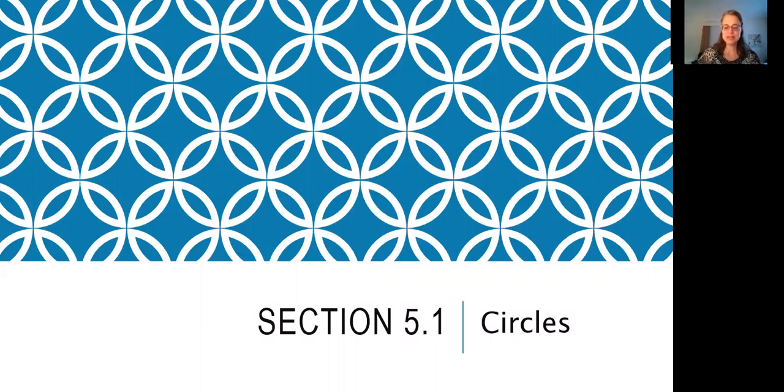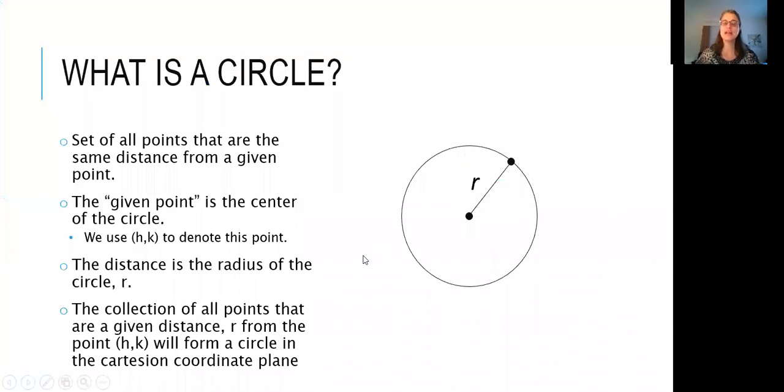So we're going to start by talking about circles. We all think we know what a circle is, but I would almost wager to bet that you've never actually thought about the mathematical definition of a circle. So here we go. A circle is the collection of all points that are the same distance from some point that we choose. That point that we choose is called the center.